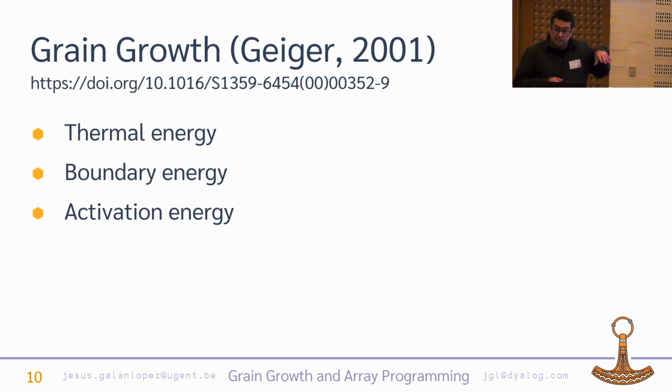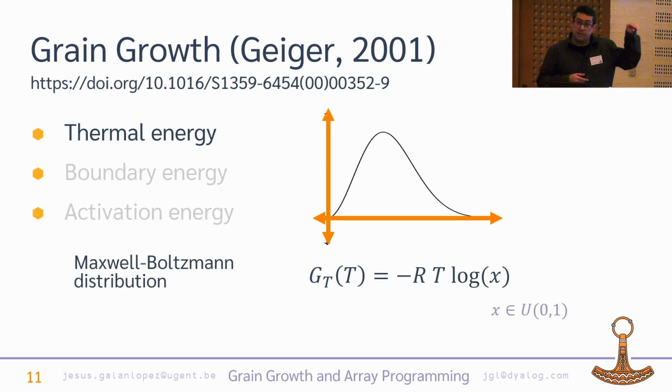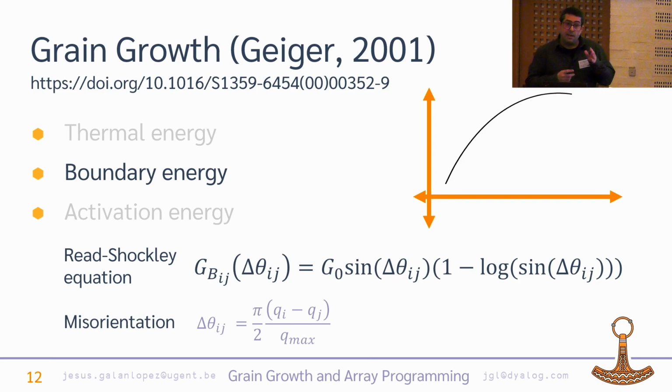Well, in the model, we have several energies they have to work with. We have a thermal energy in every cell. We divide the material into different cells in a square grid. And every cell will have a thermal energy which depends on a statistical distribution. It's kind of random, but it depends on the temperature. There is also some boundary energy at the boundary between cells. And they have to calculate it with this formula here. It depends on the misorientation. I talked about misorientation yesterday. In this case, they are not really calculating it. They are just using that simple formula.